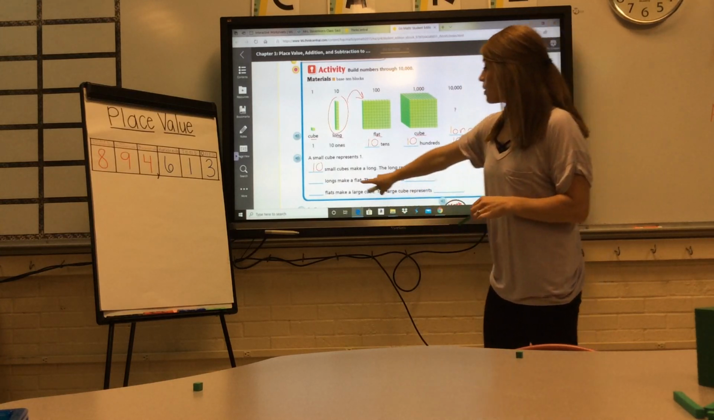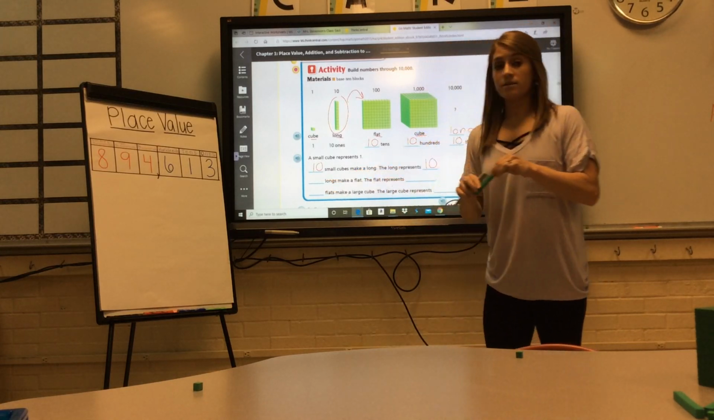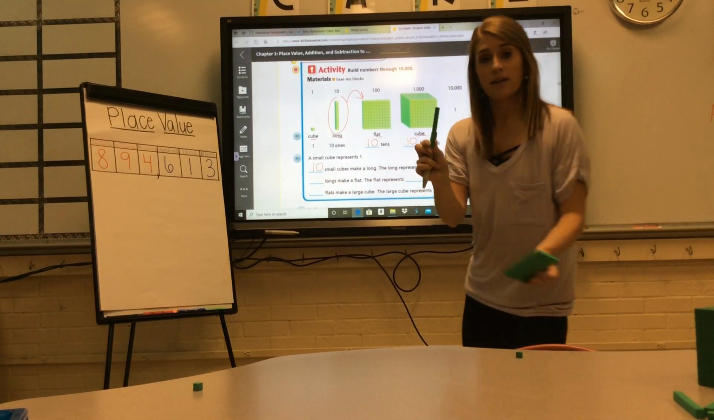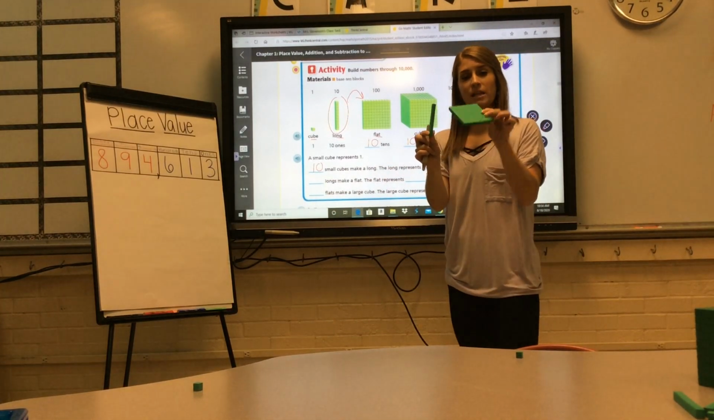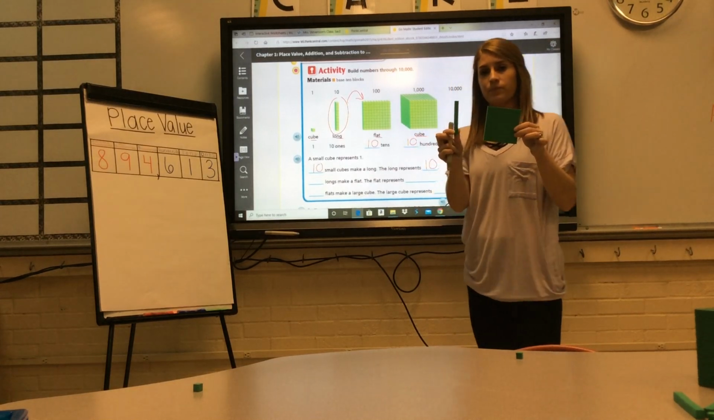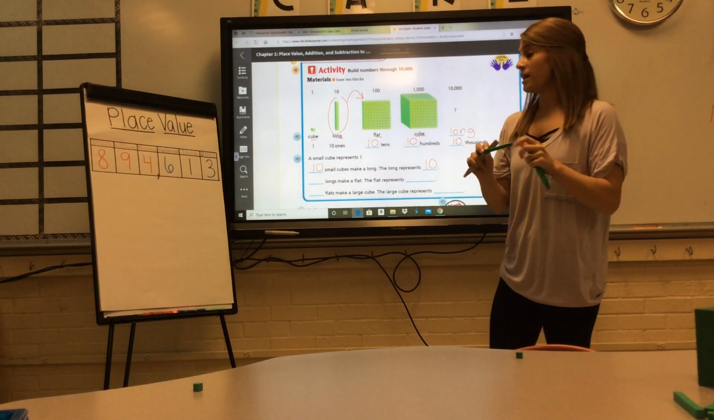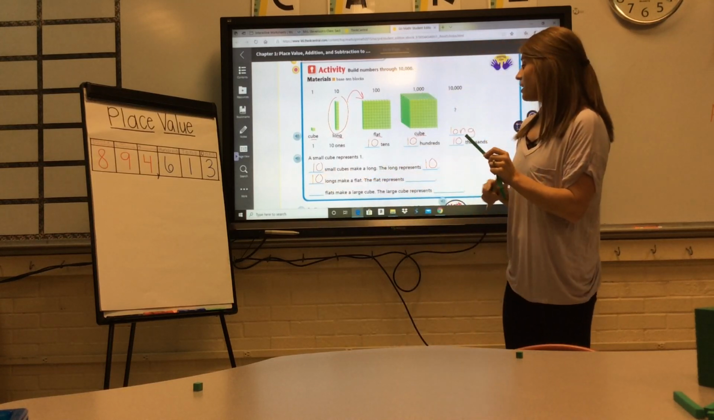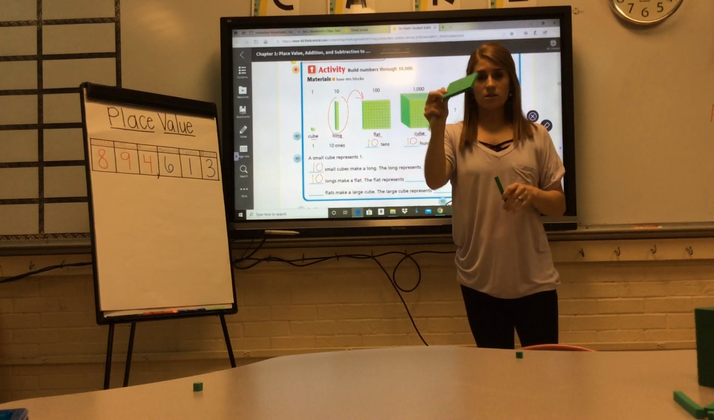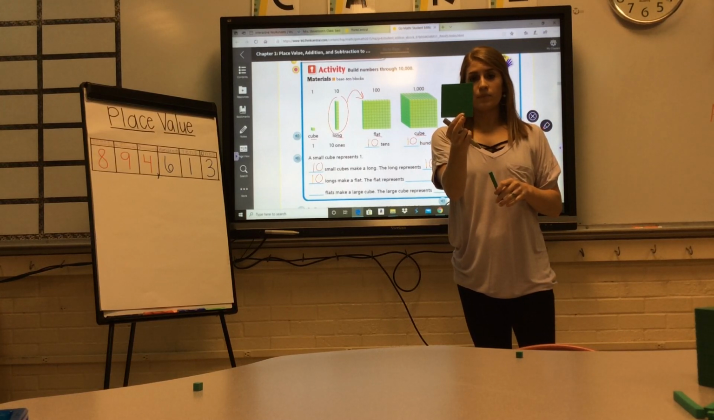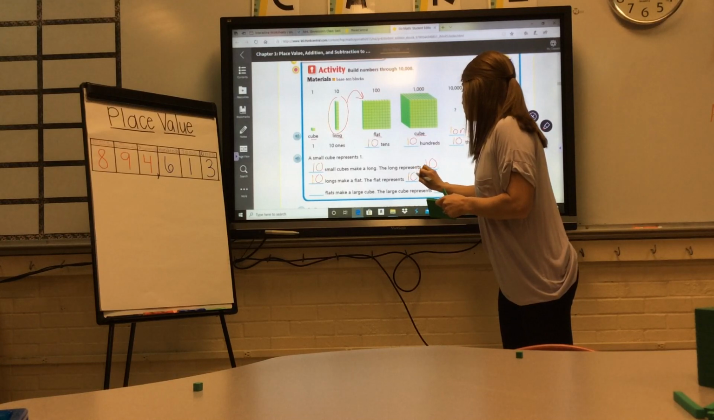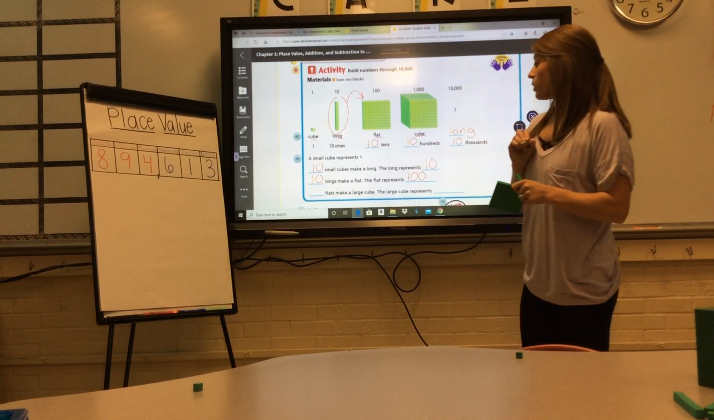Okay, now they want to know how many longs, how many of these would it take to make a flat? How many did we say it would take? Right, it would take 10. 10 longs would make a flat, and what did we say this flat stood for? Right, it stands for our hundreds. Very good. Okay?